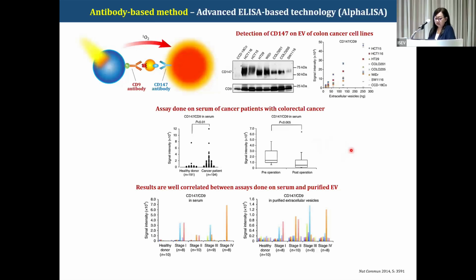The results show that the level of CD147 and CD9 double positive EVs was higher in cancer patients compared to healthy individuals, and the level was reduced after surgical resection, implicating that the reduced signals originated from the cancer-derived EVs. And the analysis was also done on EVs purified from the serum of the same cohort of patients. So both results are correlated well, suggesting AlphaLISA can be a tool to detect EVs directly from the serum.